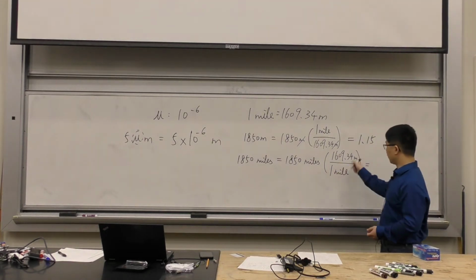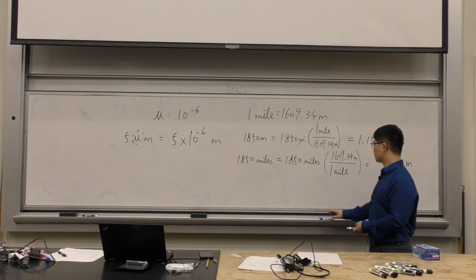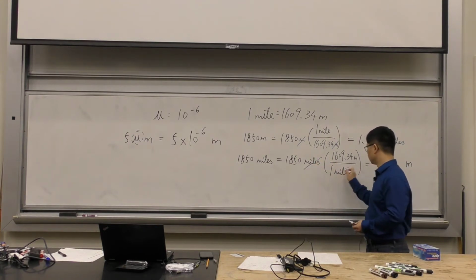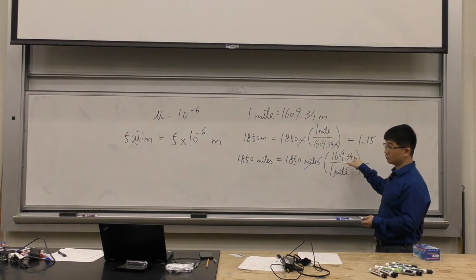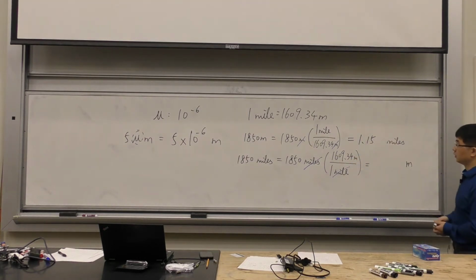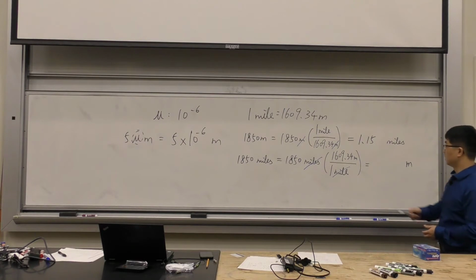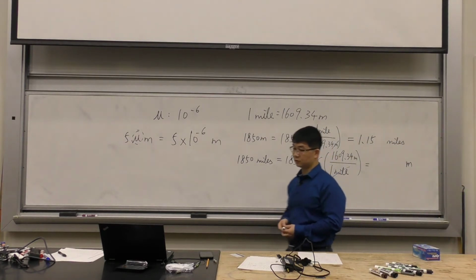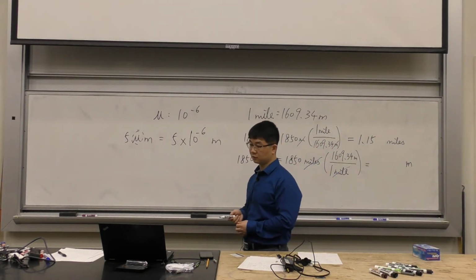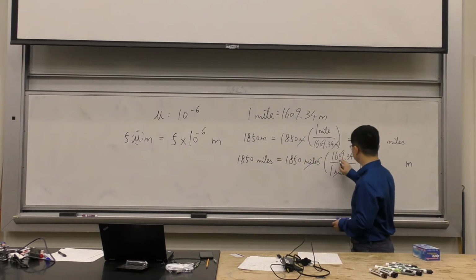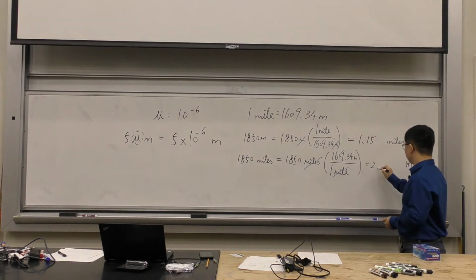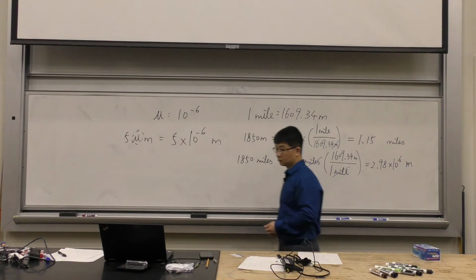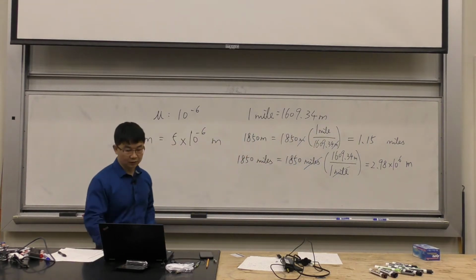So take a look at these three units we got. Miles and miles cancel. So I will only have one unit left at the top: meters, that's the unit I want at the end. Now go ahead and multiply these numbers and do the algebra. It's going to be this number multiplied by this number divided by 1. So at the end you should get 2.98 times 10 to the 6th.